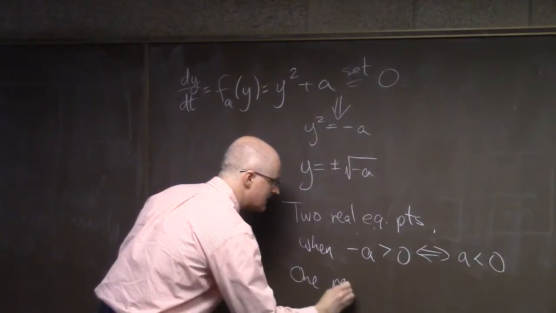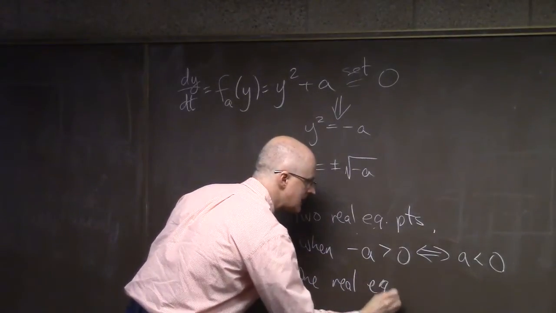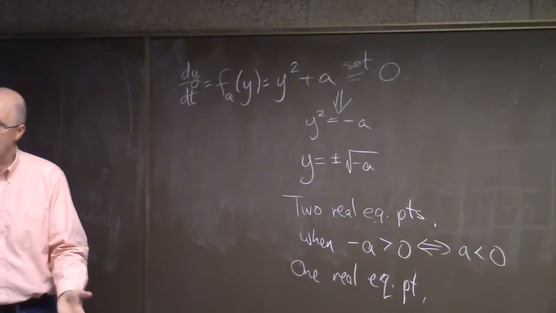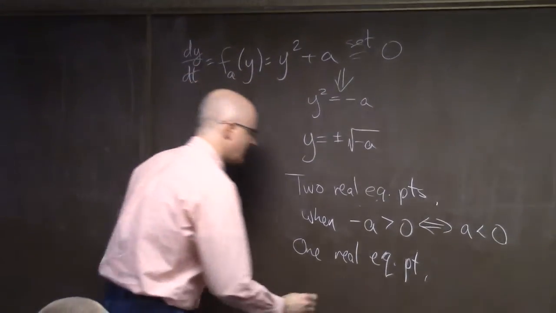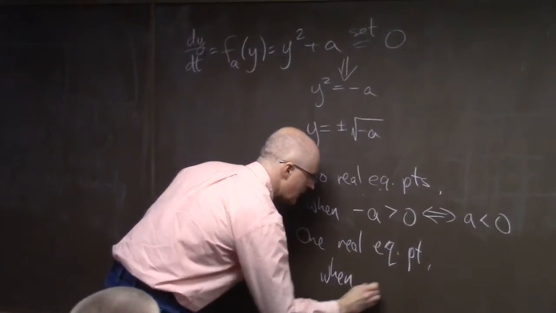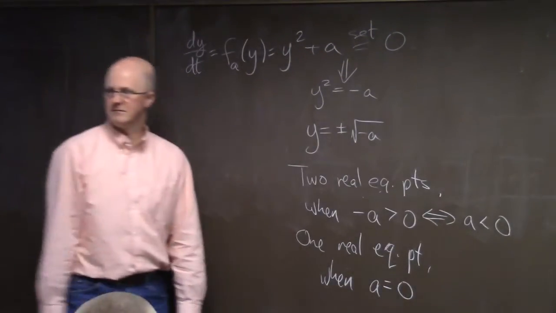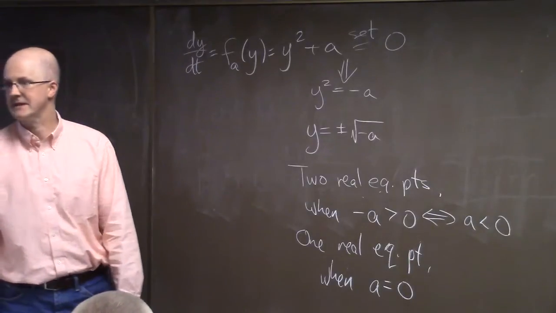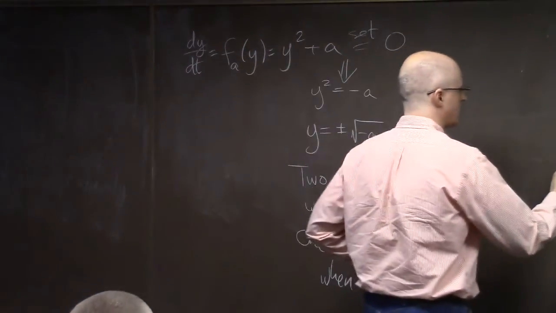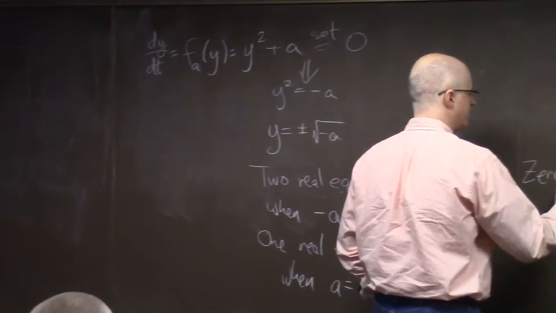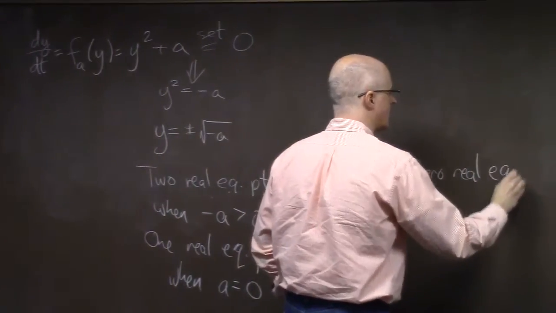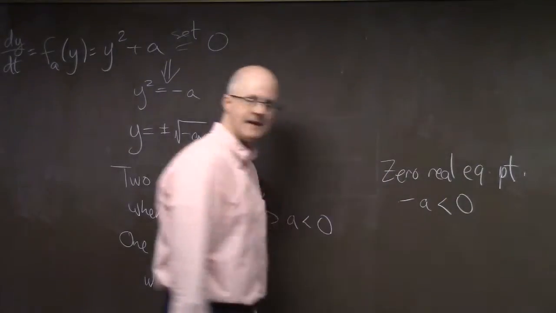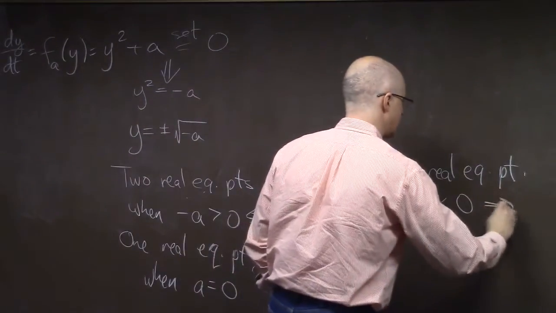One real equilibrium point when the plus or minus doesn't affect it, when you have square root of 0, which is 0. That's A equals 0. And no real equilibrium points, 0 real equilibrium points, when the thing under the square root is negative, negative A is negative, which is equivalent to A itself being positive.